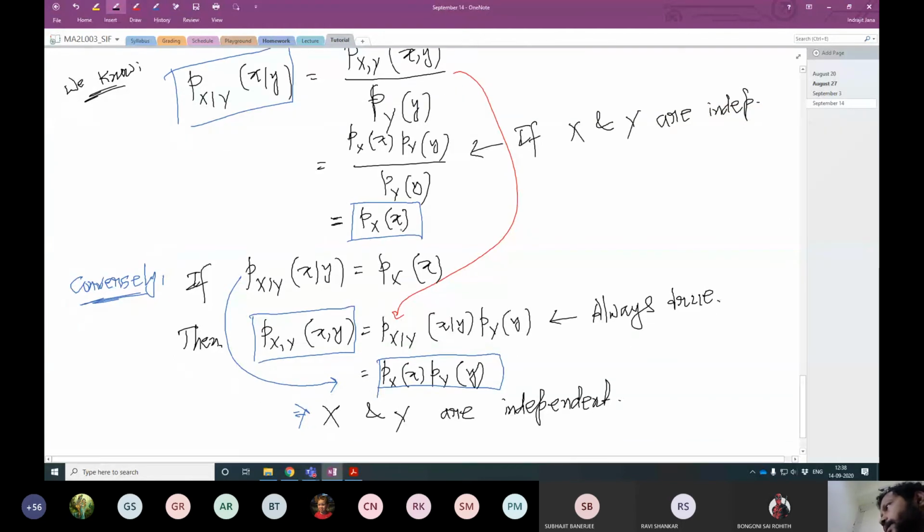Next problem. 17 done, 20 done. So very easy.